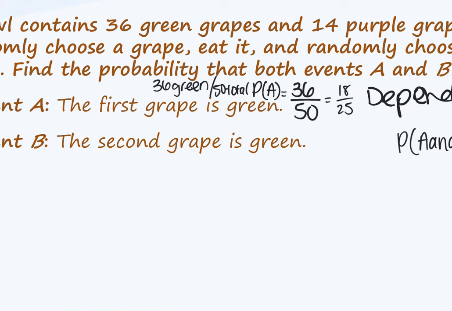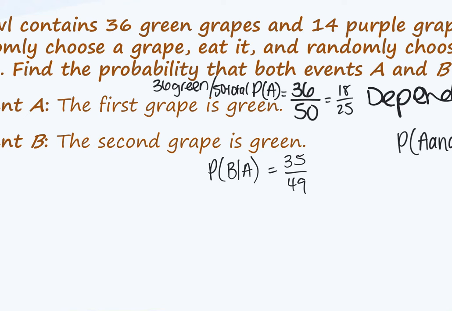Very good. Now, the probability of B given A, since these are dependent events, should not be the same as the probability of A. Christian, what do you think it is? Carlos, what do you think it is? Isn't it 35 over 49? Why is it 35 over 49, Carlos? Because you took one away, so you have to take one away from the numerator and denominator. Excellent.